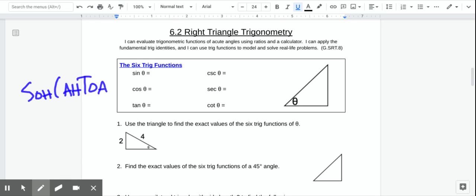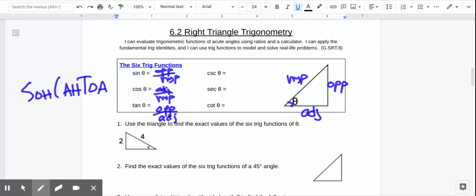So when we are talking about an angle, here's our angle theta. The side over here is our opposite side. Of course, this is our hypotenuse, and this is the adjacent side. So we know that sine is opposite over hypotenuse. Cosine is adjacent over hypotenuse. And tangent is opposite over adjacent.